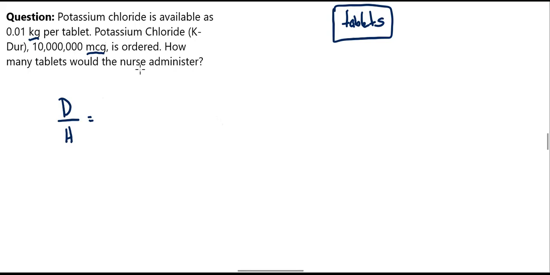It doesn't matter which one you convert, as long as you convert one of them. So what I'm going to do is take what's ordered and leave it as is, because we have 10 million micrograms ordered. Now, someone out there is probably cringing. I'm doing it wrong, but I promise the math will work anyway. So that's what's ordered. Now what we have is 0.01 kilograms.